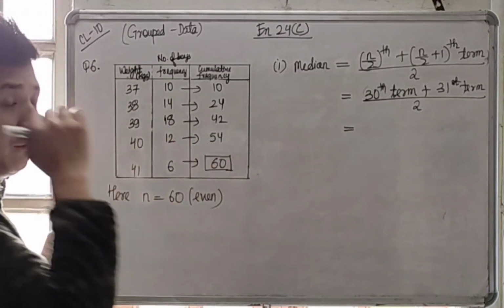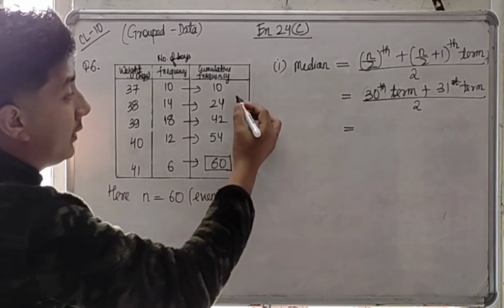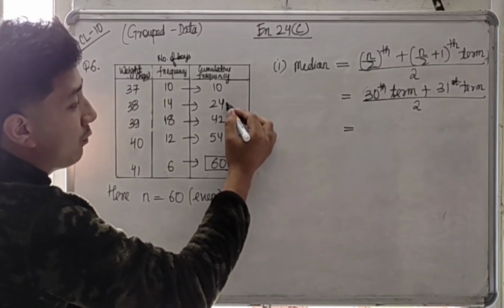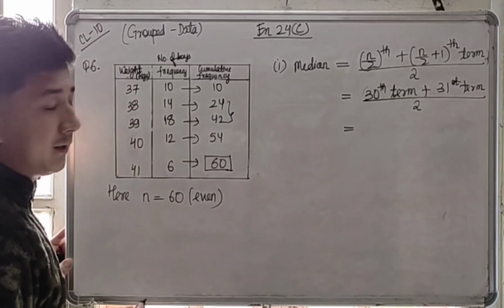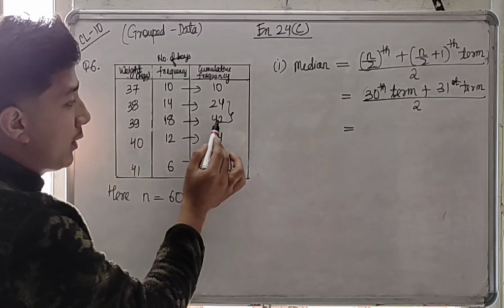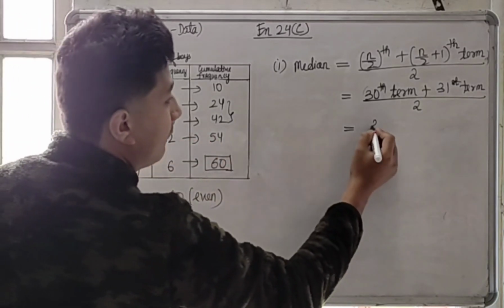So now let's see, how will we find the number of terms? Obviously we'll go to the cumulative frequency. So 30, where does 30 lie? 30 lies in between 24 and 42. In between 24 and 42 is my 30th term, so therefore I'll always take the greater one. Okay, so the value is 39.